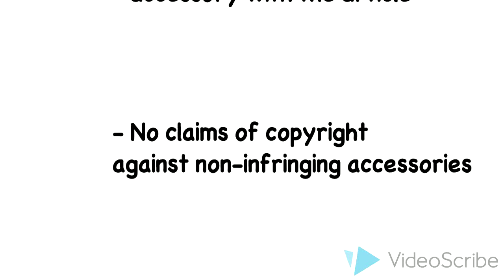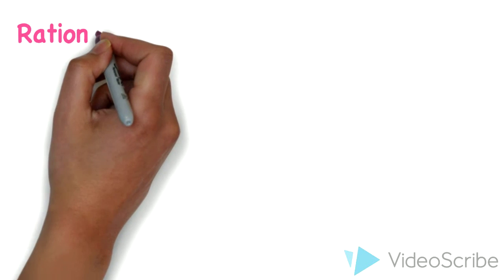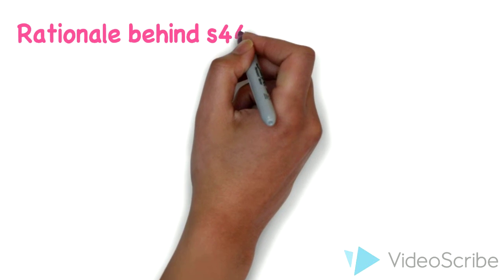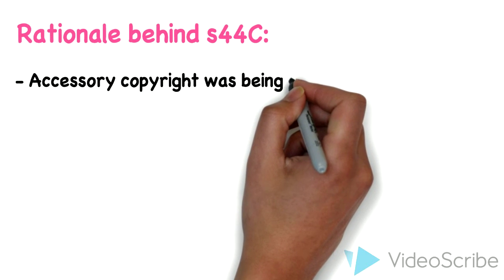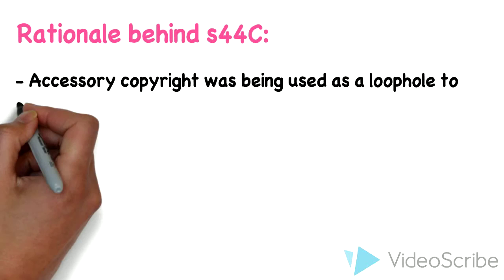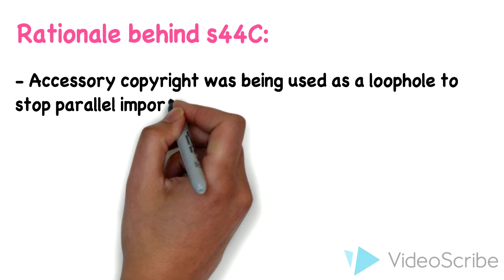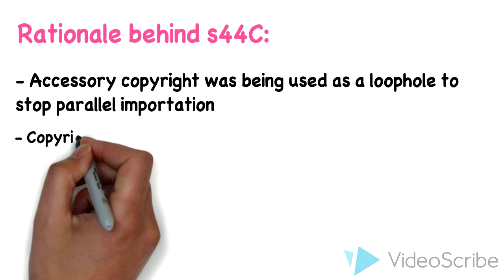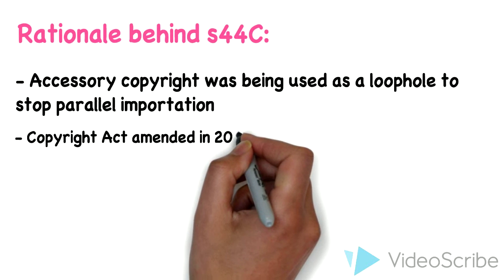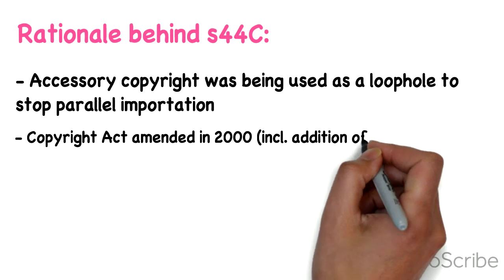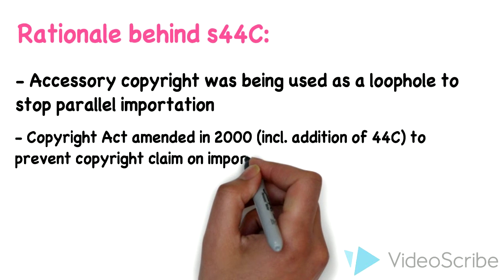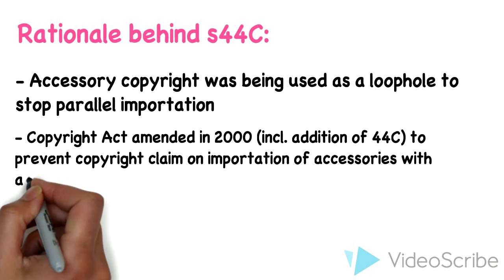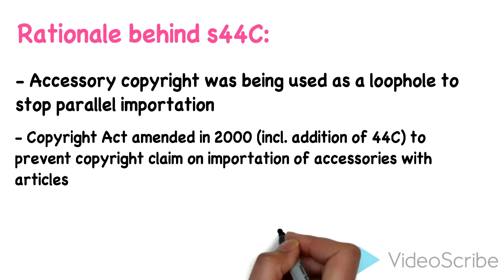Prior to Section 44C, copyright owners used labels and other accessories as a loophole to stop parallel importation of articles, where the copyright of the article itself could not be enforced. As such, the amendments made in 2000, including the input of Section 44C, were created as a way to prevent copyright owners from using accessories as a backdoor means of protecting exclusive distribution arrangements.